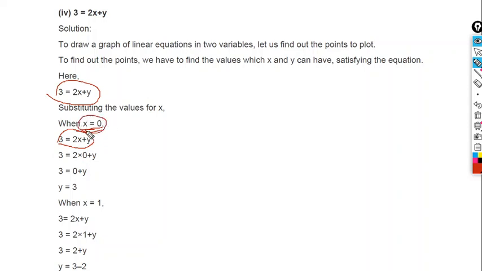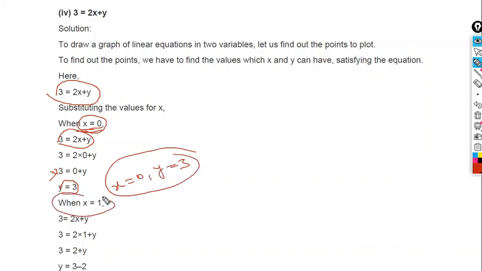We have taken a value of x as 0. So 2 into 0 plus y. Now implies 3 equal to 2 into 0, which is 0, plus y. So y equal to 3. Now we got the value of x and y, that is when x equal to 0, y equal to 3. So this is one solution of this equation. Now we will move to another solution.